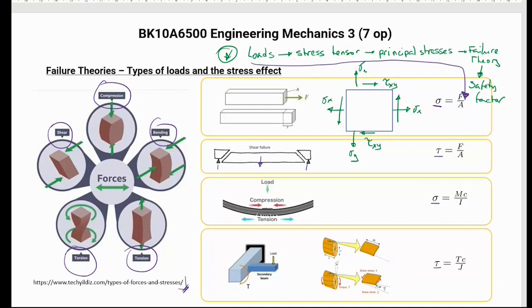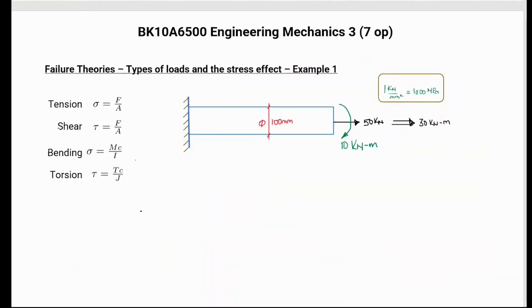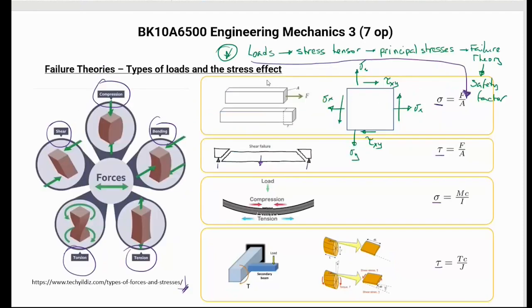All right. So these are a couple of examples. Imagine that you have a round bar subjected to a traction force of 50 kilonewtons, a bending moment, and a torque. And then the question is, okay, what are the loads? What are the stresses? How can I construct the stress tensor?